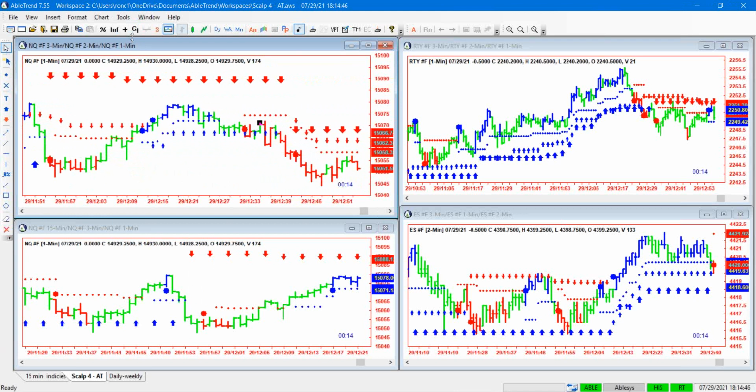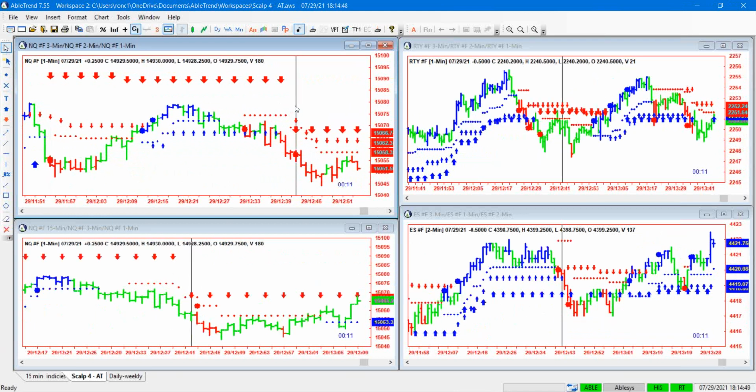Not being too friendly. Okay, there we go. Now this one you want to take. Why? Because you got 1 minute, 2 minute, 3 minute on the Russell. You're in a no trade zone on the S&P, but 2 minutes are starting to come in now.